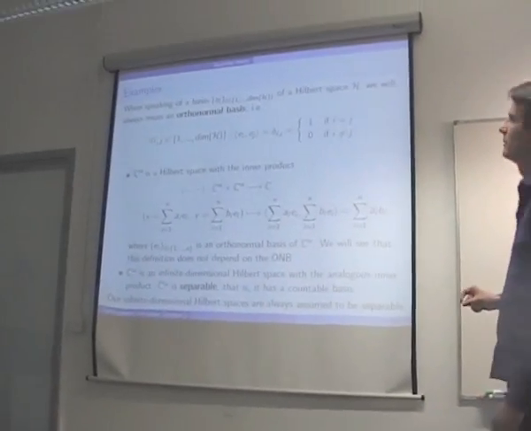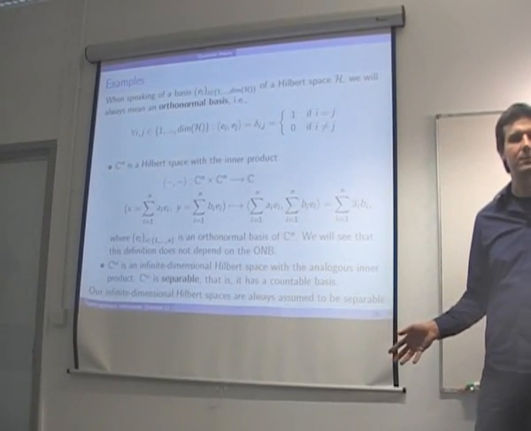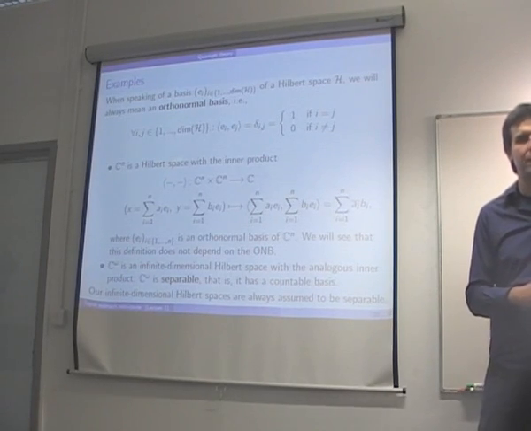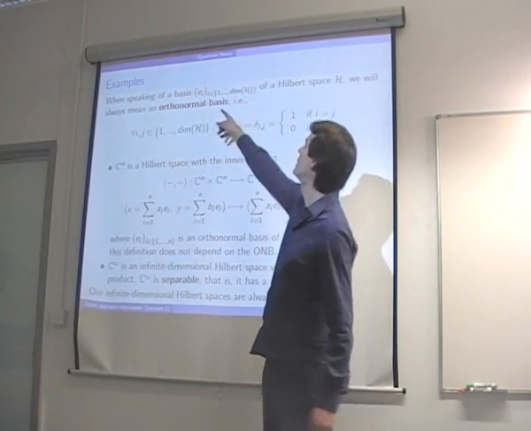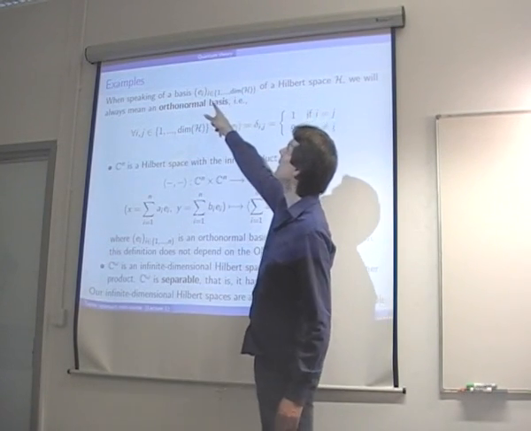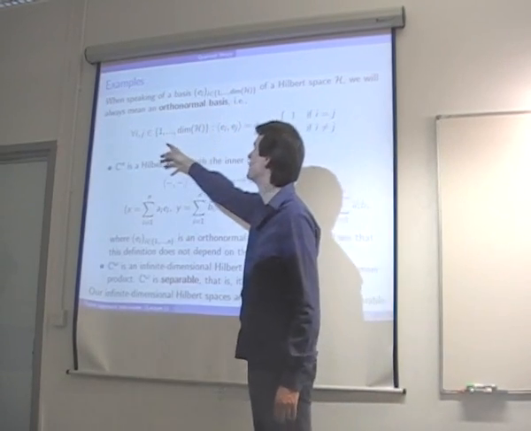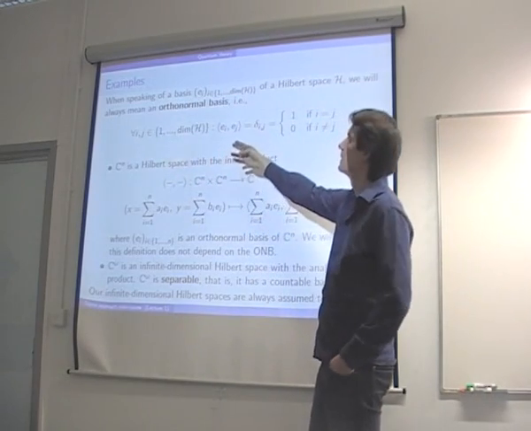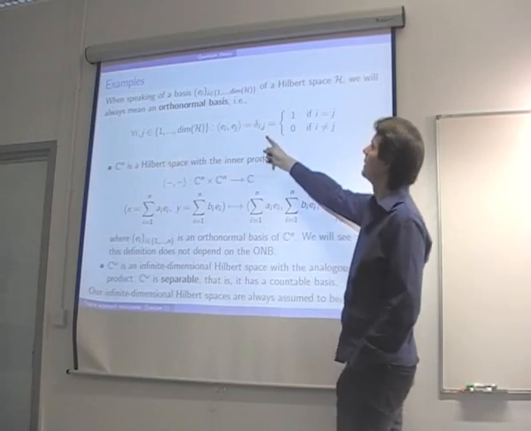When we speak of bases, well, these are vector spaces, so they have bases. And when we speak of bases, we always implicitly mean an orthonormal basis. And this means the following. So you have vectors e_i, and i runs from 1 to the dimension of the Hilbert space, which can be infinite. Then for all i and j from this index set, the scalar product is delta i j.